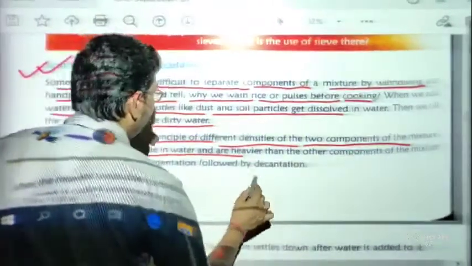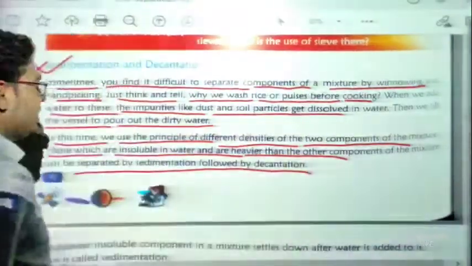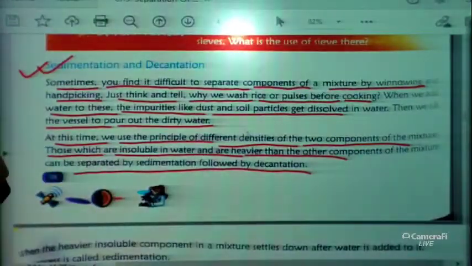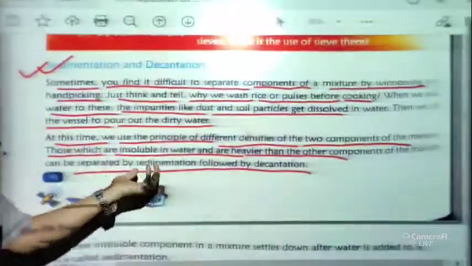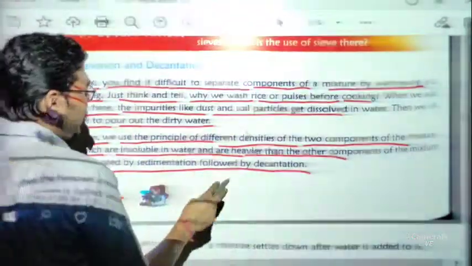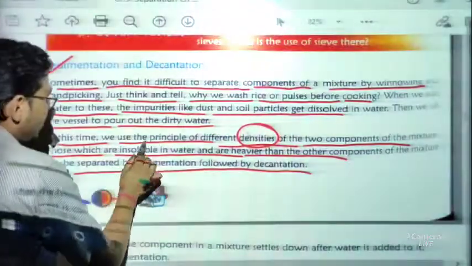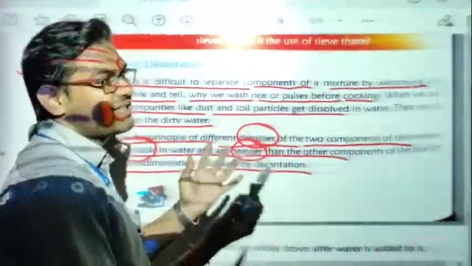Those which are insoluble in water and are heavier than other components of the mixture can be separated by sedimentation followed by decantation. There are 2 or 3 things that we have to know before we can use sedimentation and decantation. This process is only used when the components of the mixture have different densities, and they are insoluble in water, and they are heavier than the other components of the mixture. When two particles are there, one is heavier than water and one is lighter than water.